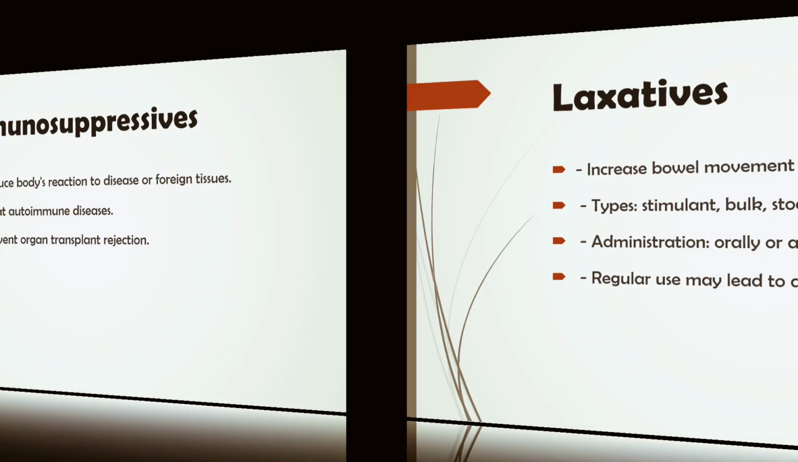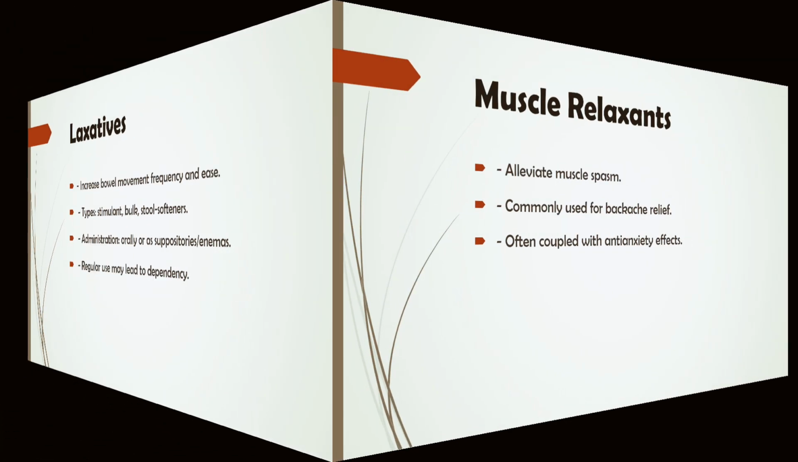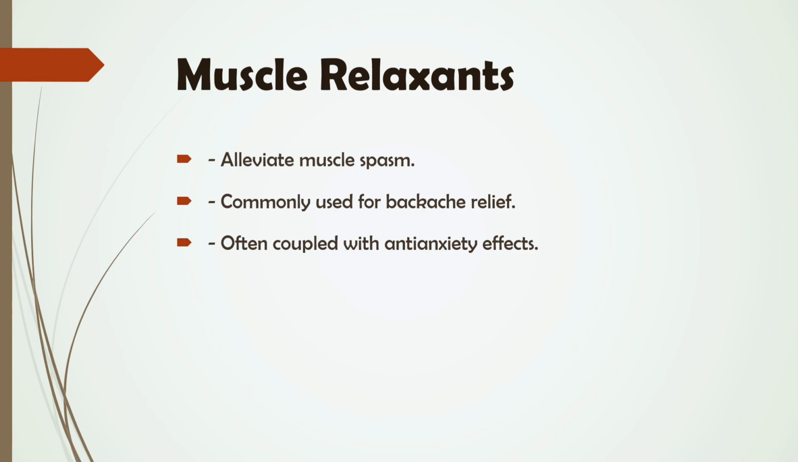Next drug category, we have laxatives. These increase bowel movement frequency and these have some types, that is stimulants, bulk or stool softeners. Next drug category, we have muscle relaxants. Muscle relaxants alleviate muscle spasm, commonly used for backache relief, often coupled with anti-anxiety effects.